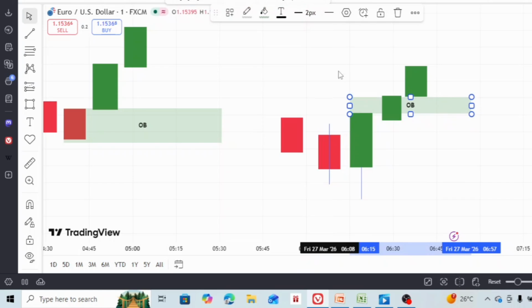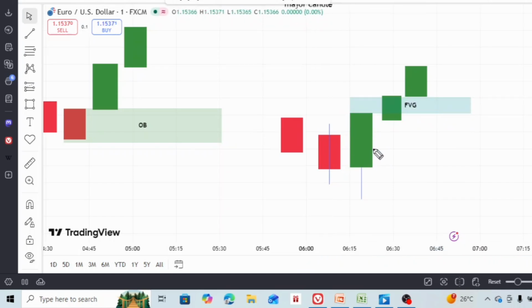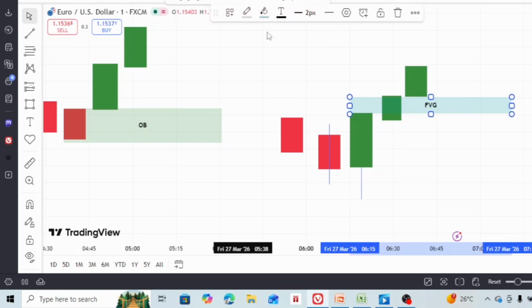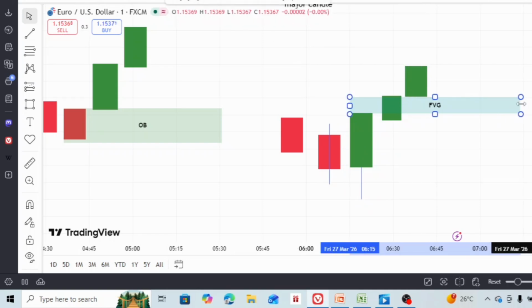So there is a gap here, and this particular green candle has also swept the previous candle's liquidity, which means the liquidity has transferred to this candle, and this green candle has now become our major candle. So it is better to consider the major candle as the order block in this type of scenario. It's simple: just take your order block below the gaps. It can be a fair value gap or whatever gap it is.